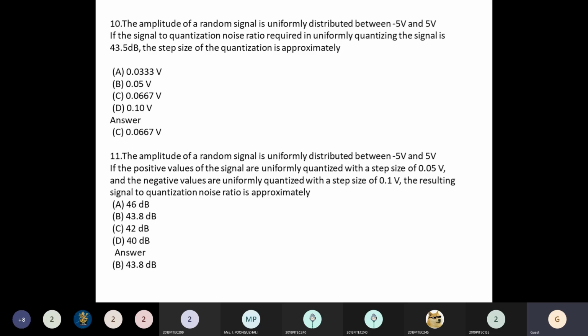So we have covered some problems regarding PCM and DPCM, uniform quantization and non-uniform quantization. We'll see the problems regarding ASK, FSK, PSK in the next session.